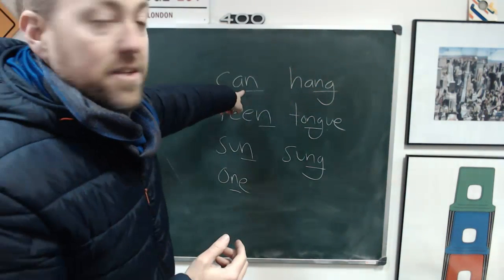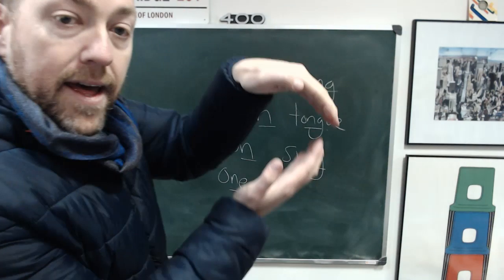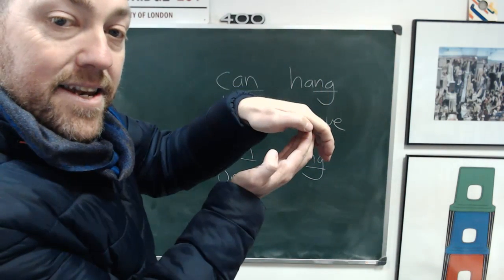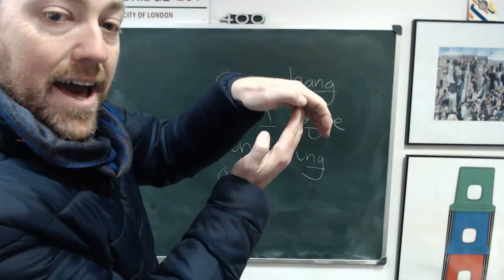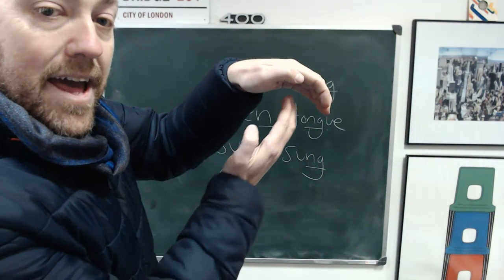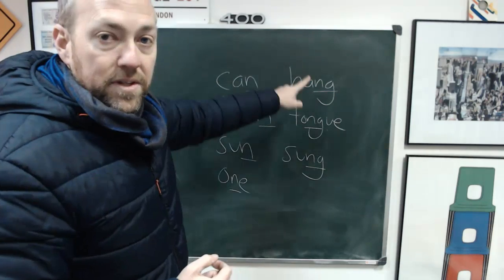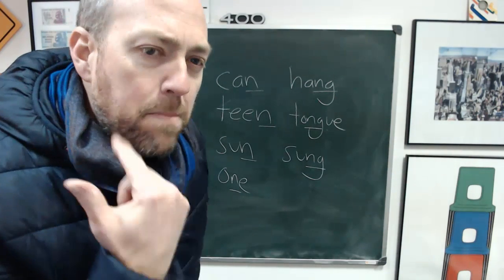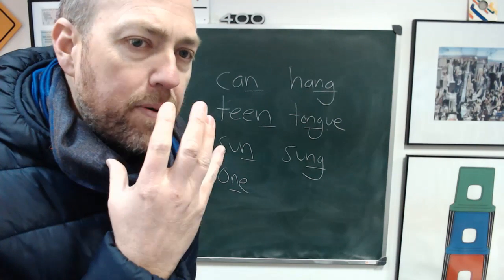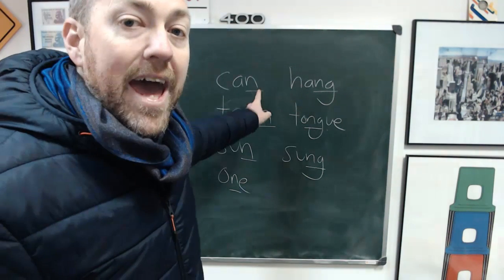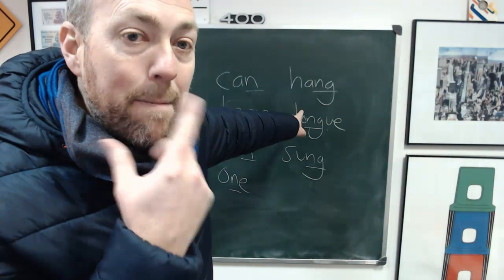So let's look at the difference between the tongue here and here. Can hang, can hang, can hang. We're doing the difference. And also, watch my mouth between the two sounds. My mouth opens. Watch. Can, hang. Look, my mouth is more open.